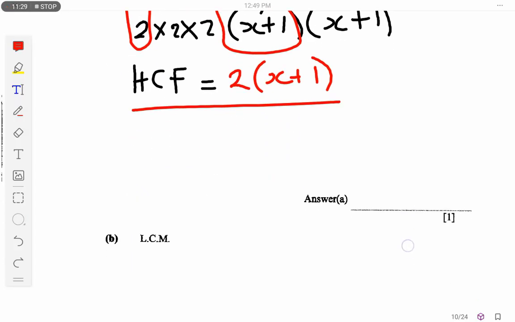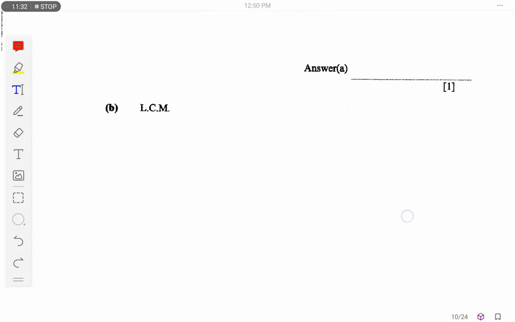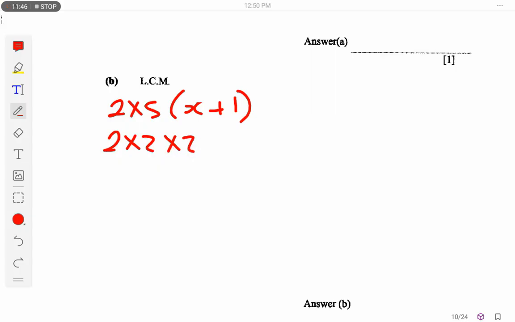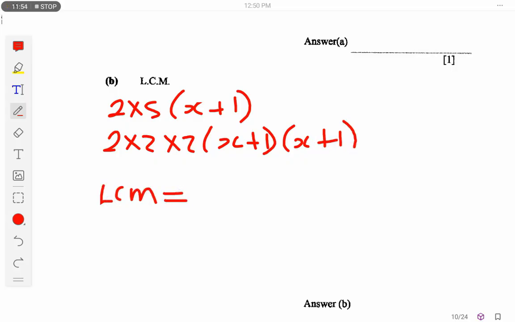Let's move on to the next question. The next question is asking us to find the lowest common multiple. Okay, so I'm going to rewrite those again. We have 2 times 5 by x plus 1 there. And the other one was 2 by 2 by 2, x plus 1 and x plus 1, like that. So the lowest common multiple is a number that, when we have that number, it should be divided by this one and go in without any remainders. Then this one will also be able to go into that number.